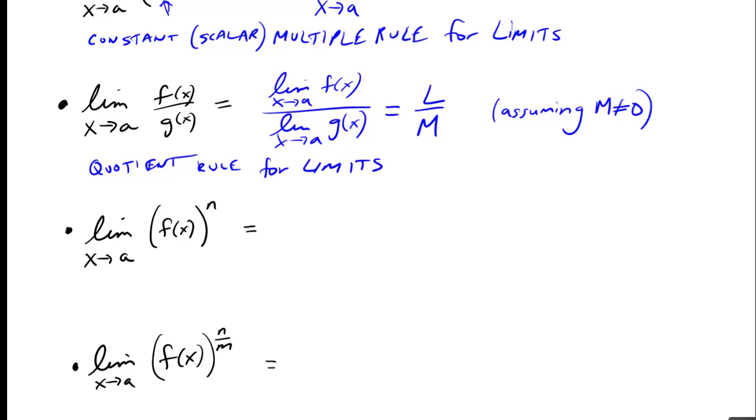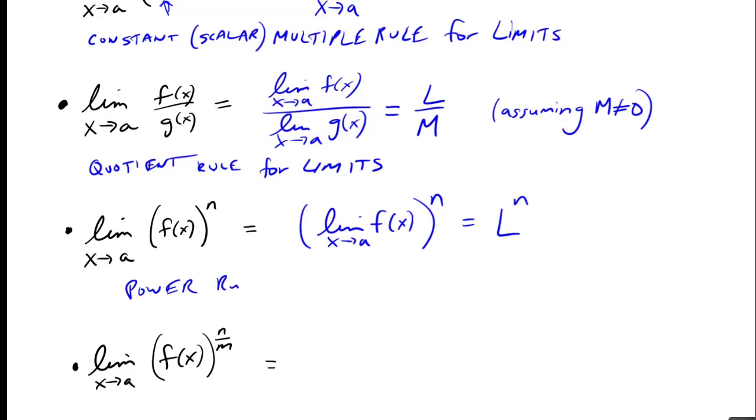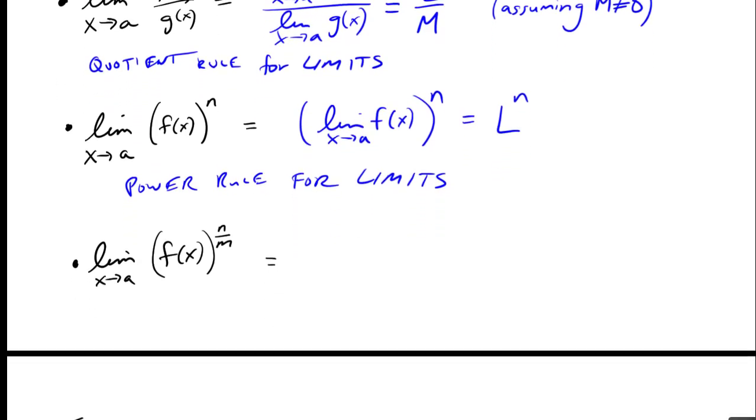Okay, and then finally we have the limit as x approaches a of f of x to the n. And so we actually can do the limit as x approaches a of f of x, and then take that to the nth power. So we would get L to the n. We could call that the power rule for limits. And that was kind of assuming that n was a positive integer.